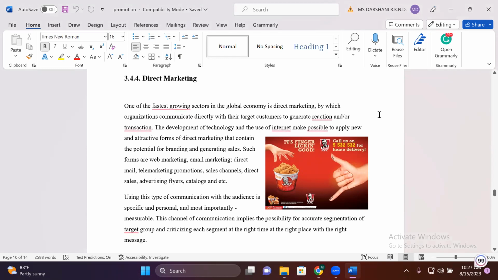If you use it as a marketing tool, it is basically direct marketing. What direct marketing says is that one of the fast growing sectors in the global economy is direct marketing. Why? Because most of the people can access it, right? By which organizations communicate directly with their target customers to generate reaction and transaction.